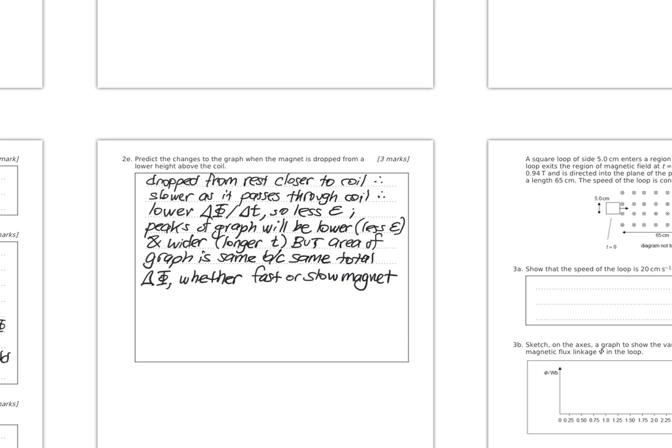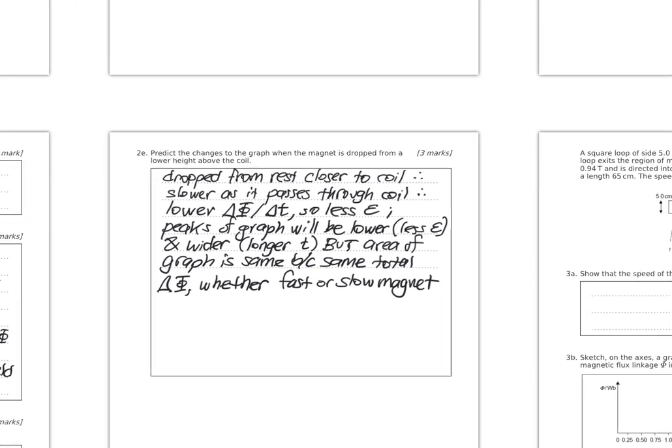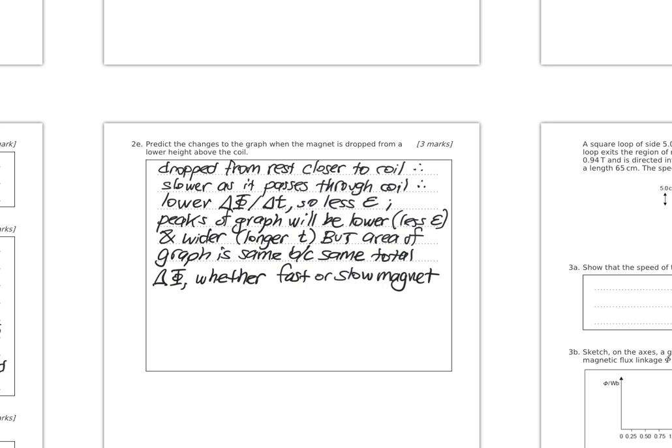This also allows for the fact that the area of the graph is going to be the same. So the peaks are going to be shorter but wider, thereby giving the same area. It has to be the same area because the area represents the total change in flux. That's what we said over here. And it's the same total change in flux whether your magnet is fast or slow. So there you go, and that's the end of number 2.